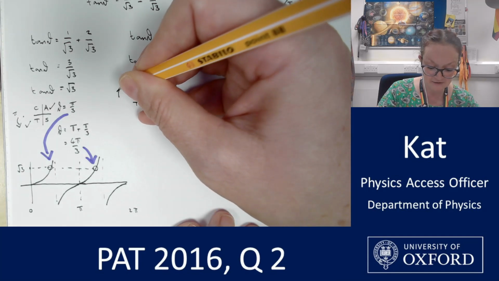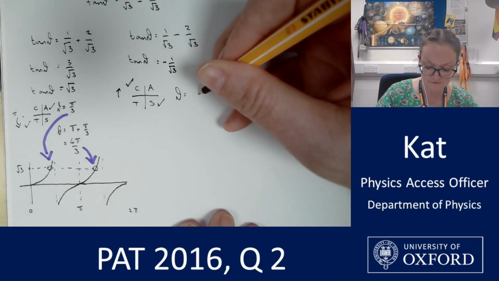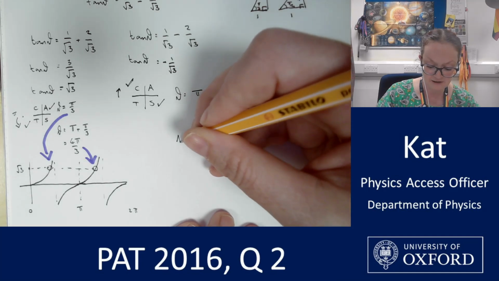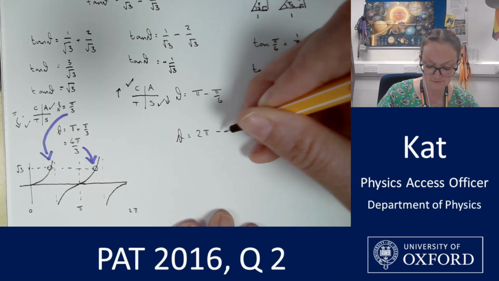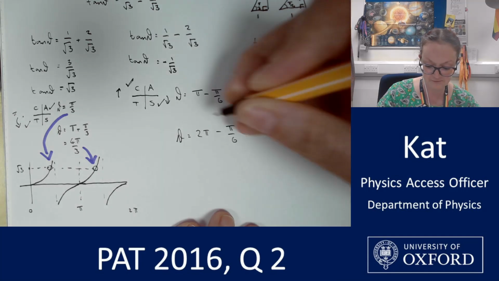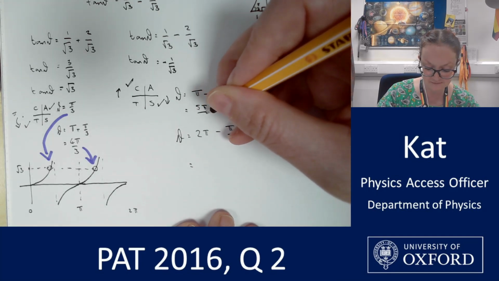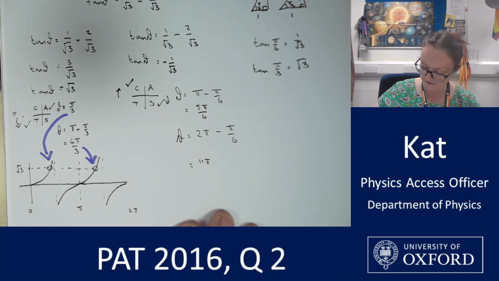Instead, I'm going to have pi minus my reference angle. So theta is pi minus pi by 6 radians. And I'm going to have theta is 2 pi minus the reference angle. And that gives me 5 pi by 6 and 11 pi by 6 as alternate answers.